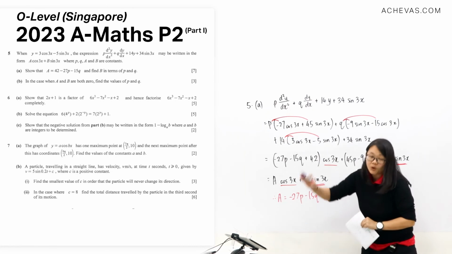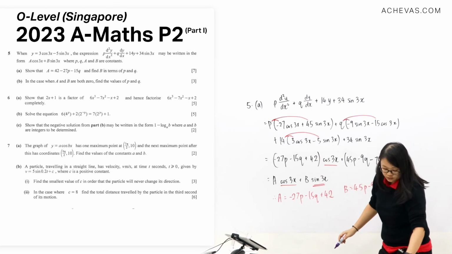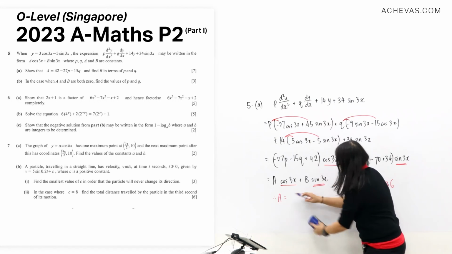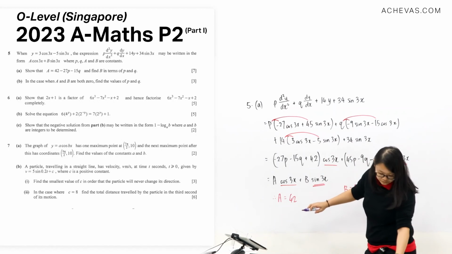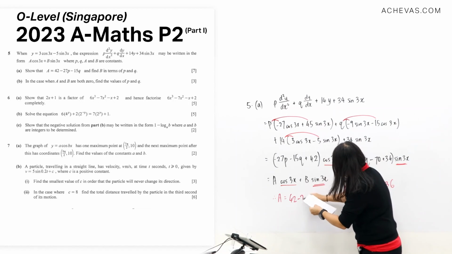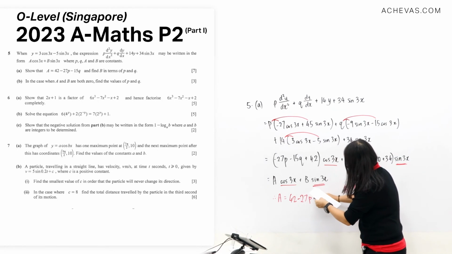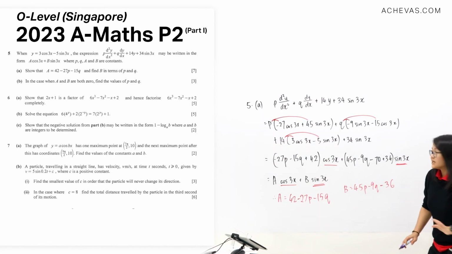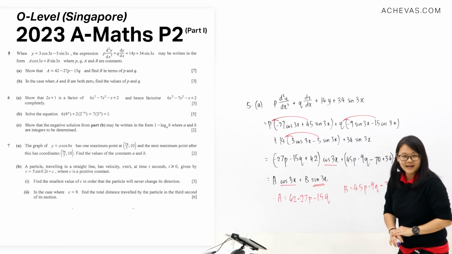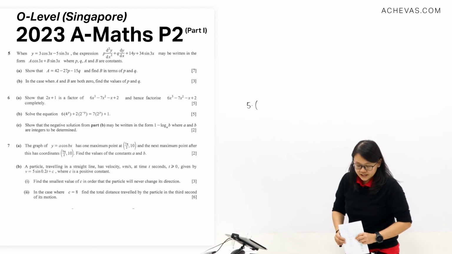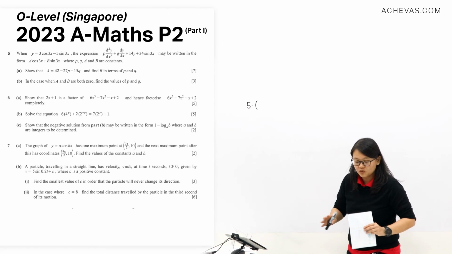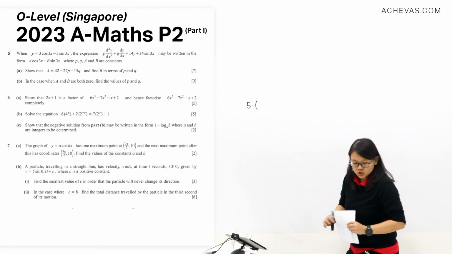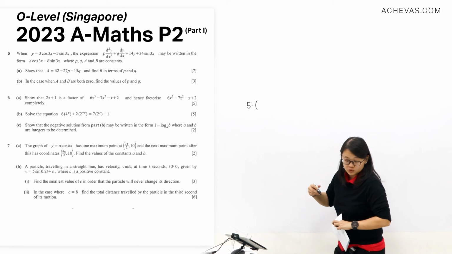Now, since they want me to show 42 first, so what I'm going to do is I'm going to just write 42 first. So 42 minus 27p minus 15q. All right, so that's for question 5, part A. 5b, in the case when a and b are both 0, find the values of p and q. So let me just equate a and b to 0.